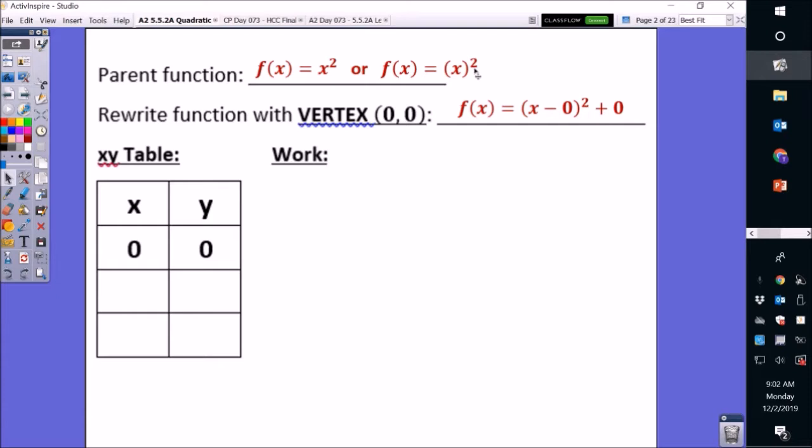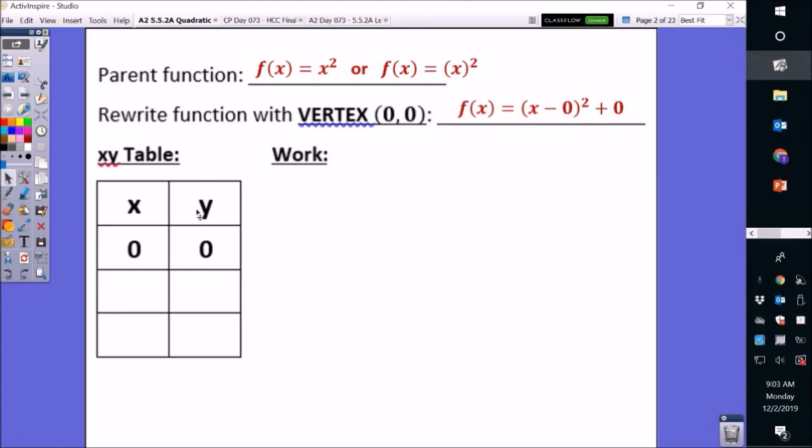Now, below it says rewrite function with vertex 0, 0. So here, you also see that we have parentheses, and inside the parentheses, it's x minus 0. That's for the x value. And then the plus 0, which is behind the parentheses, that's for the y value. Now, since this is the vertex, what we're going to do is put the vertex first on our xy table when it comes to graphing.